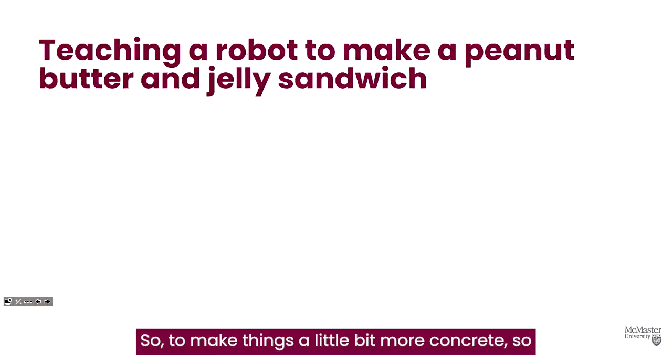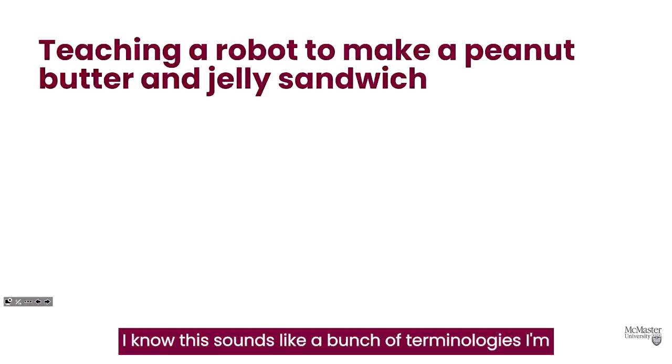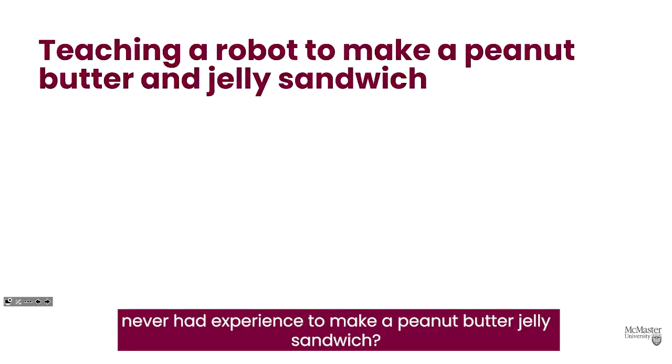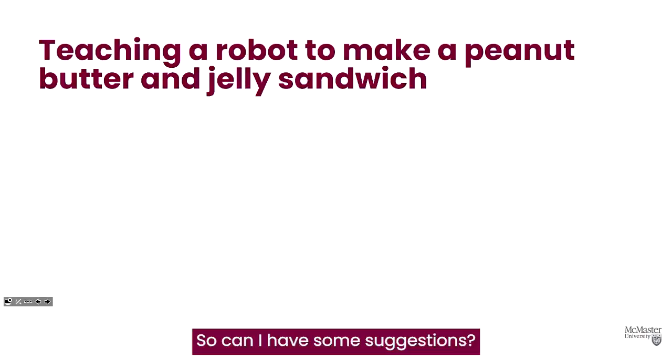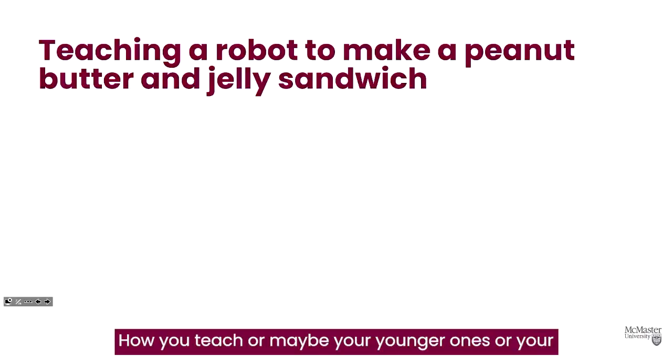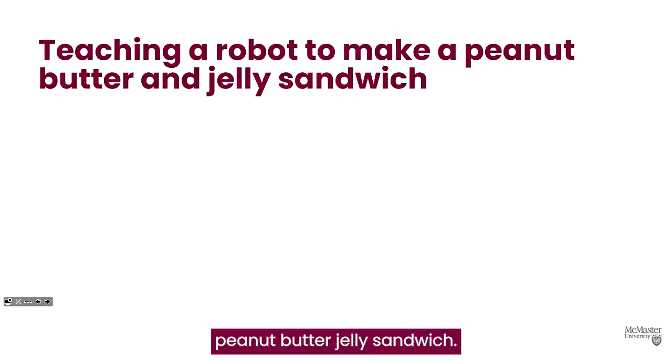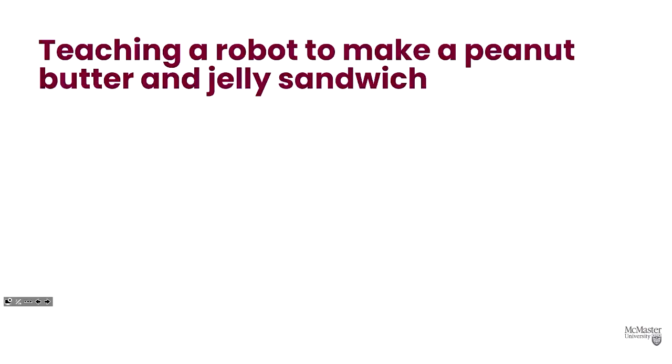To make things a little bit more concrete, I know this sounds like a bunch of terminologies I'm throwing at you, but let's take a real-world example, or an example that may happen in the near future. How are you going to teach a robot who has never had experience to make a peanut butter jelly sandwich? Can I have some suggestions on how you go about solving this problem? How would you teach, maybe your younger brothers or sisters, how to make a peanut butter jelly sandwich? Any idea?